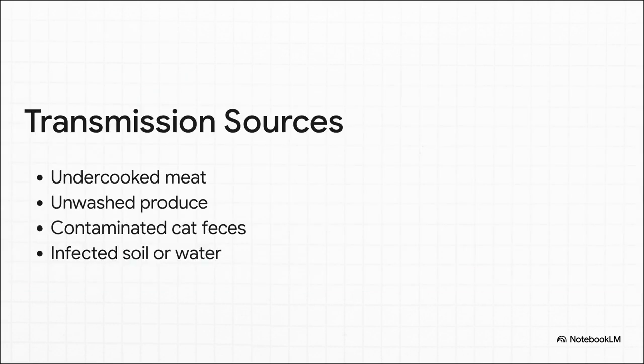In our everyday lives, transmission usually happens through undercooked meat. We're talking especially about pork, lamb, or wild game. Another massive culprit is unwashed produce, like fresh fruits and veggies that still have some contaminated soil on them. You can also accidentally ingest those oocysts we just talked about by directly handling contaminated cat feces or even just touching infected soil and water while you're out gardening.